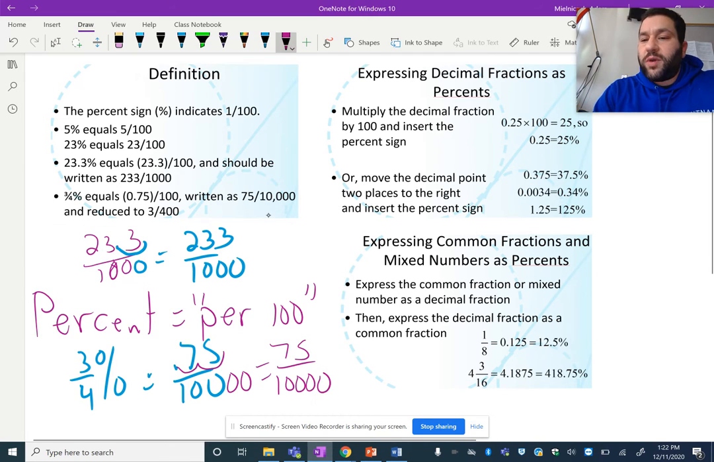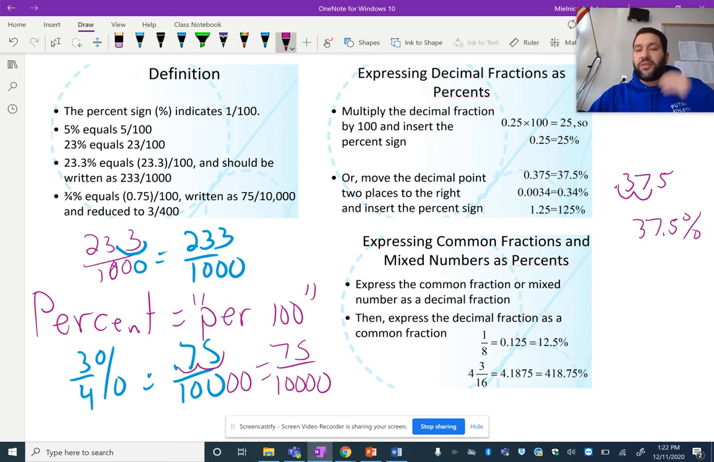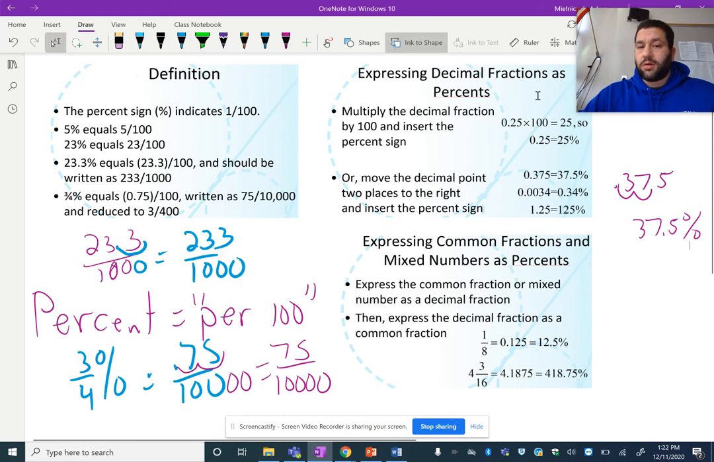So if we had 0.375, you can multiply it by 100, or you can just say you're going to move it twice to the right, meaning you have 37.5%. Either method will work.